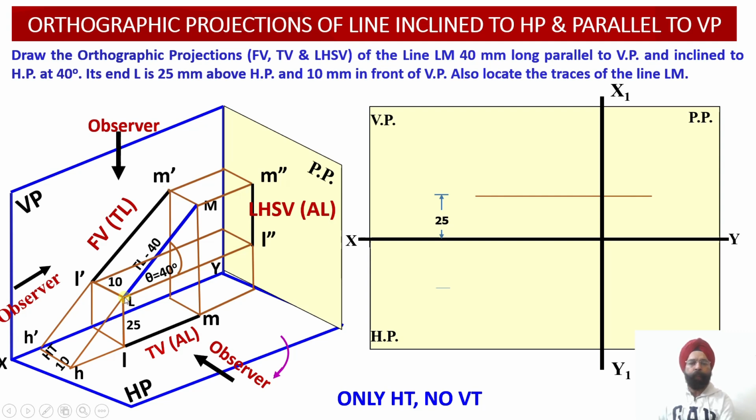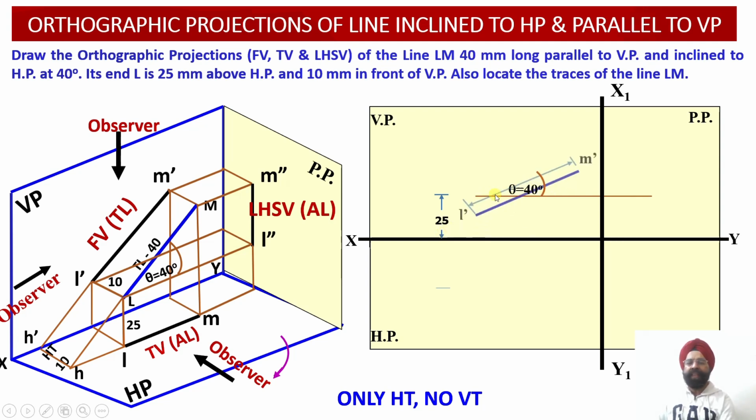So we know that point L is located 25 millimeter above the horizontal plane and it is located 10 millimeter in front of the vertical plane. And this line LM is inclined at an angle of 40 degree with respect to the horizontal plane. So here we can check the location of the point L. It is 25 millimeter above the horizontal plane or above the XY reference line.